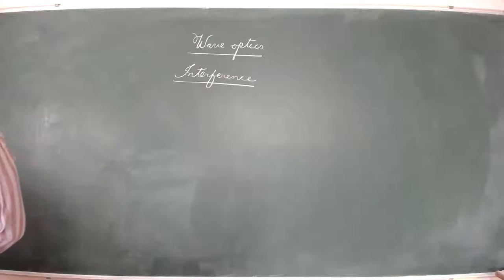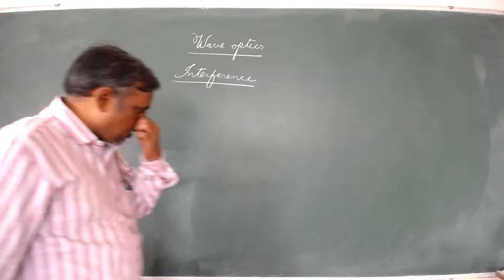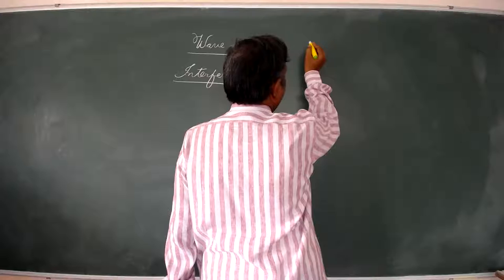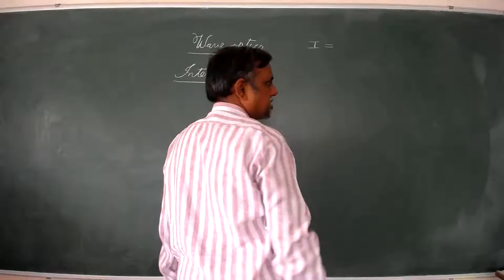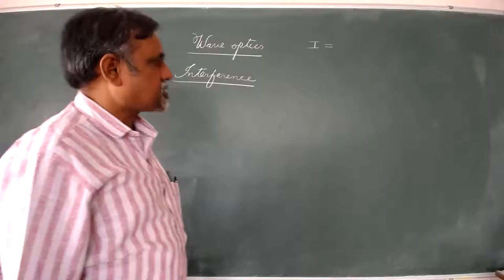Maximum intensity and minimum intensity. But so maximum intensity, once just briefly, let me revise. Maximum intensity, what is the equation that we obtained at the end of the discussion? So the intensity during this interference, whenever the waves undergo interference pattern, those waves produce some resultant intensity that is I.